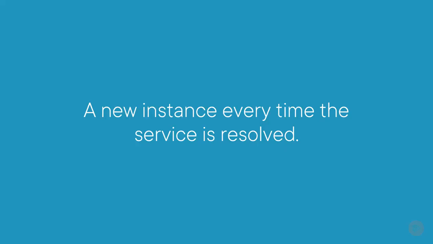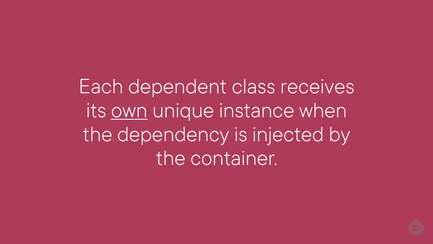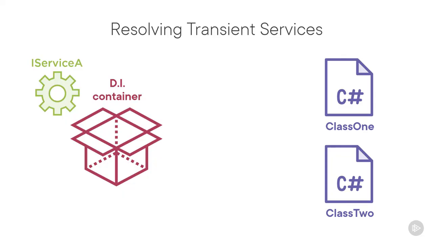When a service is registered as transient, a new instance of that service is created and returned by the container every time the service is resolved. In other words, every dependent class that accepts a transient service via injection from the container will receive its own unique instance. Because each dependent class receives its own new instance, methods on the instance are safe to mutate internal state without fear of access by other consumers and threads.